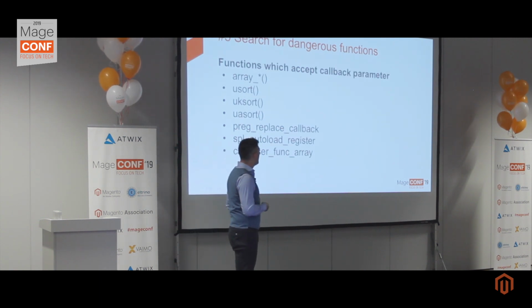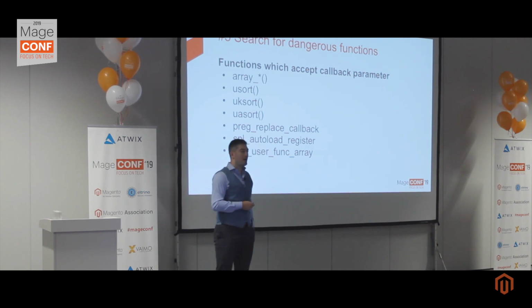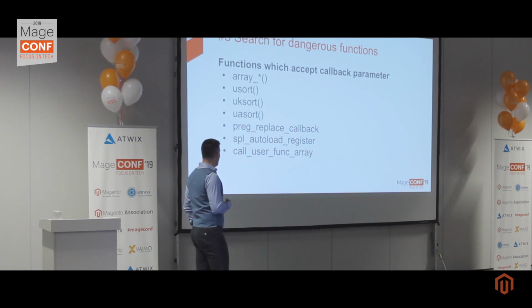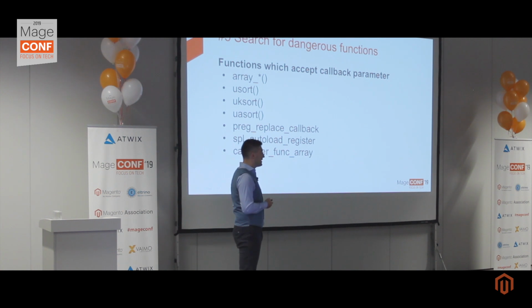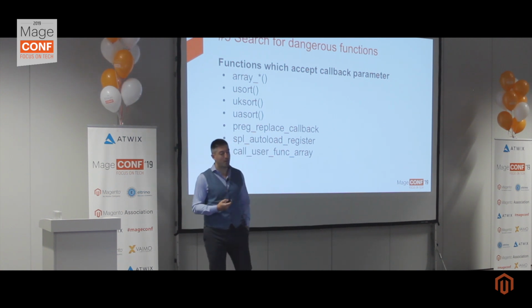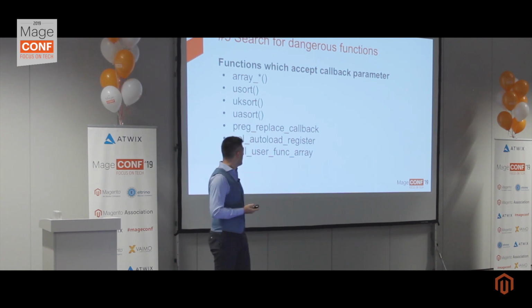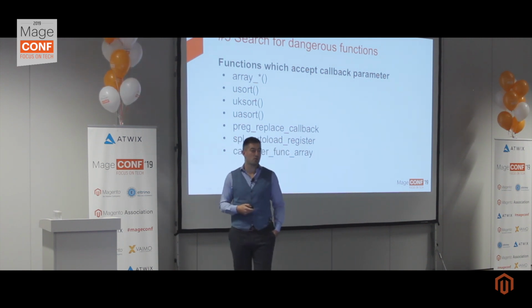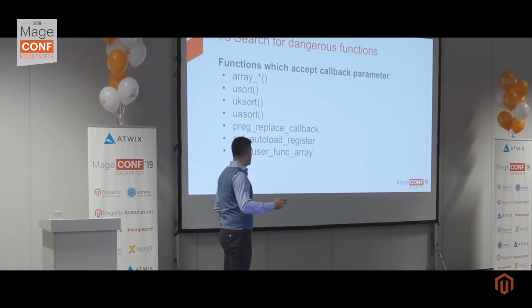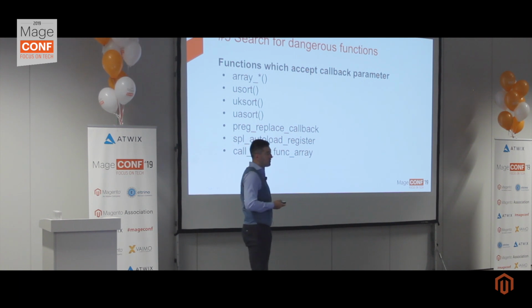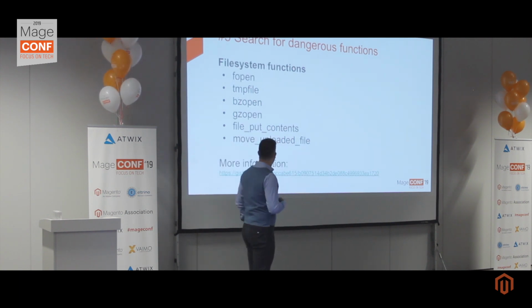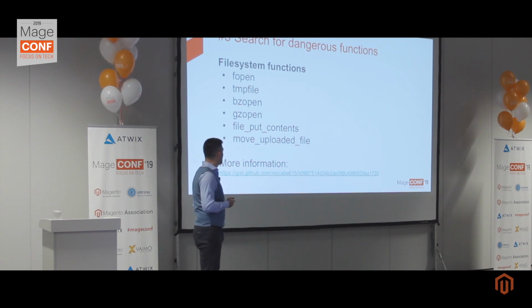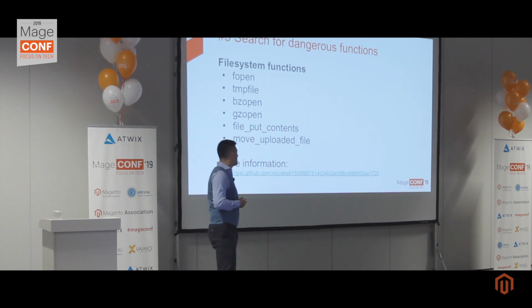Then functions which accept a callback parameter. Why are they a possible place to be exploited? Because if you see any of those functions, you can check if there is a way to manipulate the callback parameter. If you can manipulate that parameter, at least you can do some information disclosure by calling phpinfo. And depending on the implementation, maybe you can do something more. File system functions also. So those are all triggers which you want to find and see if they are used properly.